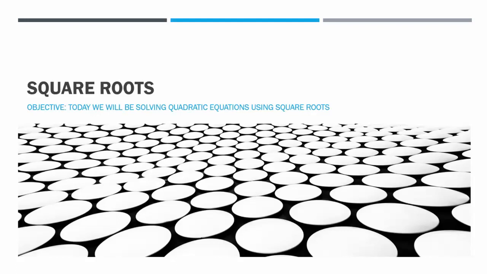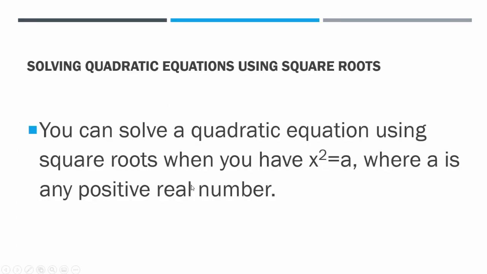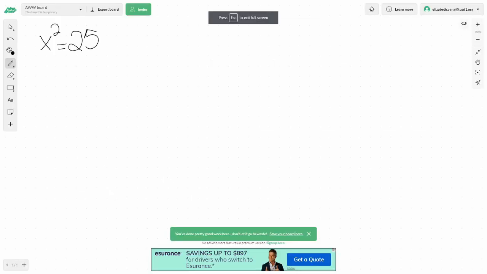Today we will be solving quadratic equations using square roots. You can solve quadratic equations using square roots when you have x squared equals a, where a is any positive real number. Let's look at some examples. It could be as easy as x squared equals 25.